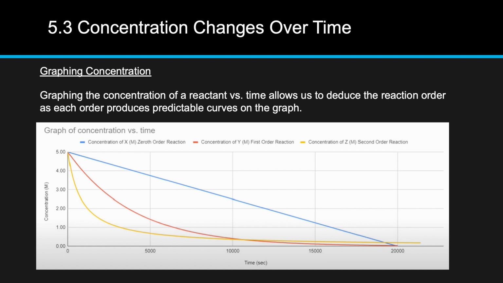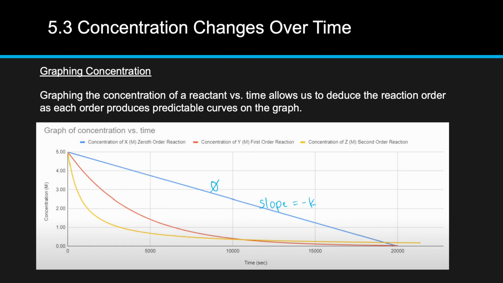Graphing concentration. So when we're graphing the concentration of a reactant versus the time, it allows us to deduce the reaction order because each order is going to produce a predictable curve on the graph. As you can see here, everything that will be in the 0th order will produce a linear line. So this will be our 0th order. The slope of that 0 order reaction is going to be equal to negative k. So slope is equal to negative k, and that's something to keep in mind for this unit.